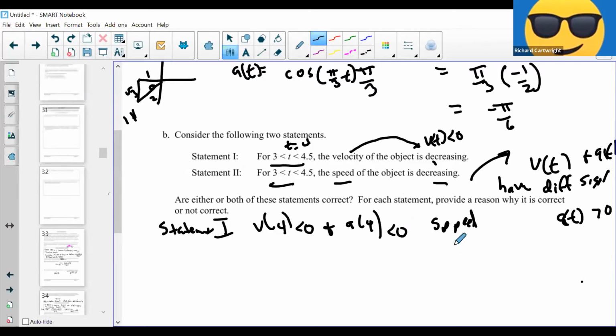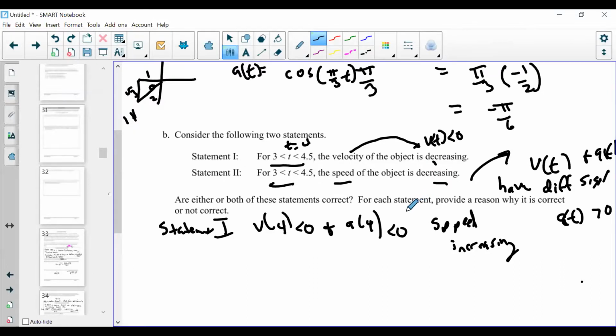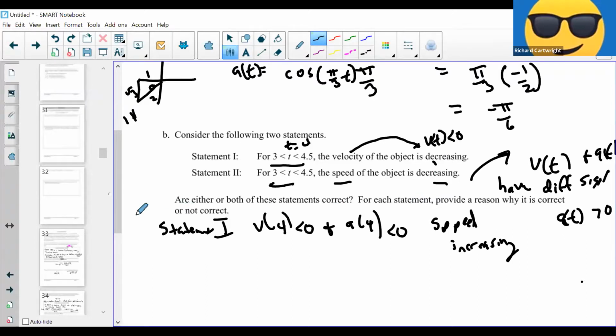So the speed was increasing, wasn't it? Because they're both negative. So I know that to be true. So is statement 1 correct? Is the object decreasing? Yes, the speed is increasing if both signs are the same. Okay, that means velocity is decreasing at t is 4. That means on the interval, t greater than 3 and less than 4.5, the object is also decreasing. Or no, I thought you said it was increasing. Well, this is just velocity, right? So it was decreasing. So that's true. So statement 1 is true.